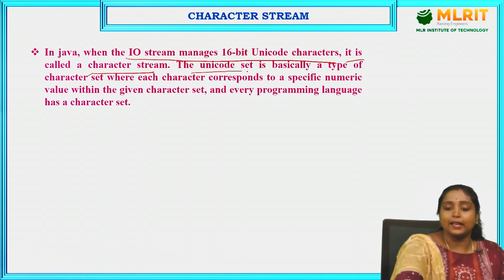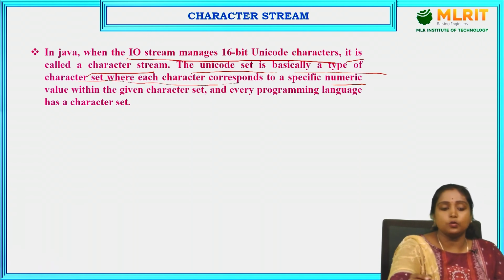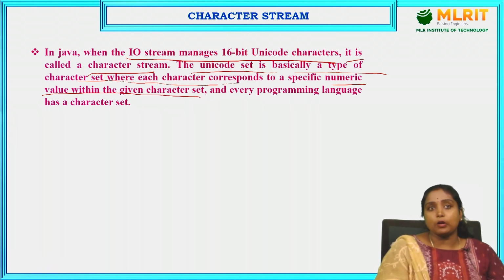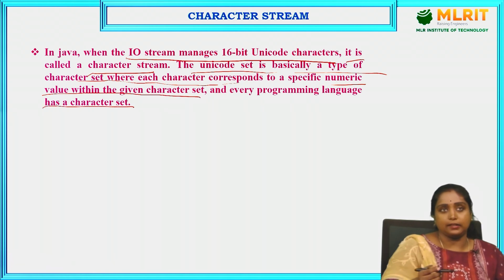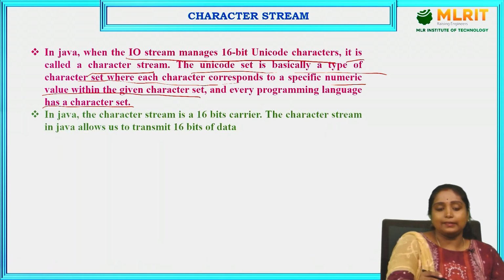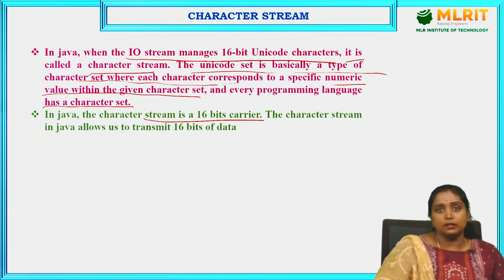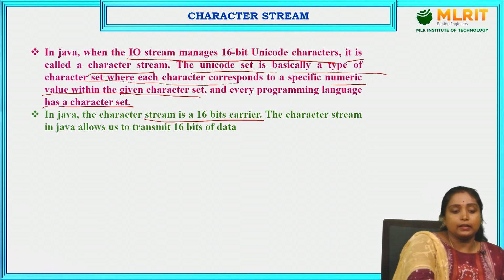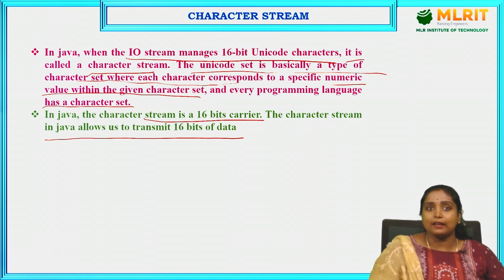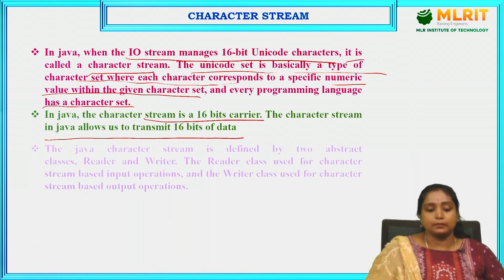The Unicode set is basically a type of character set in which each character corresponds to a specific numeric value within a given character set. So every programming language has a character set. It is a stream of 16-bit characters, and the character stream in Java will allow us to transmit 16 bits of data at a time.